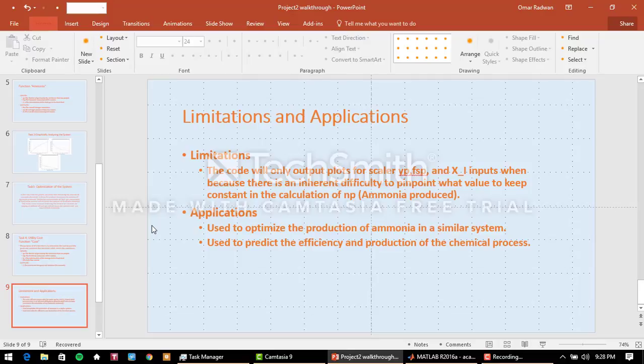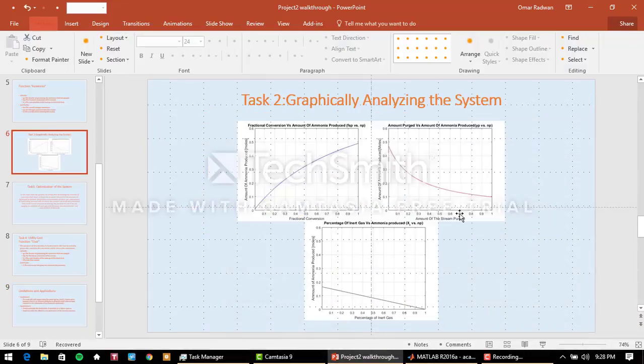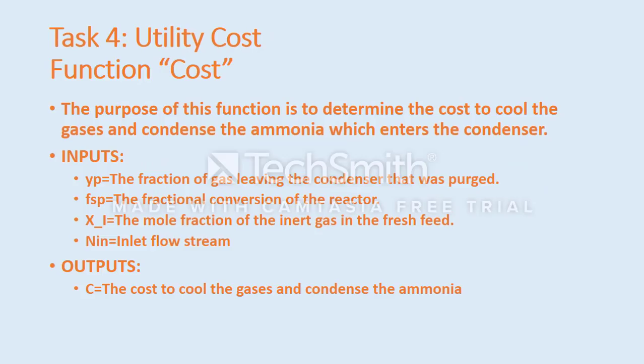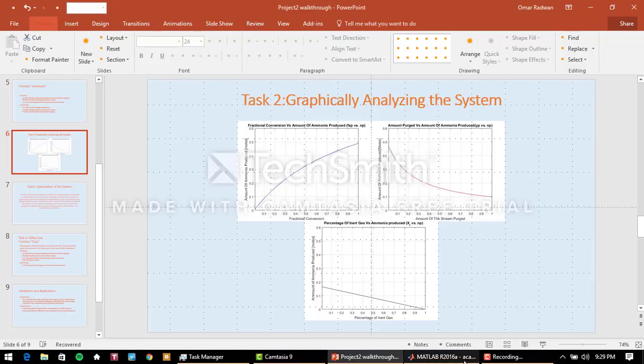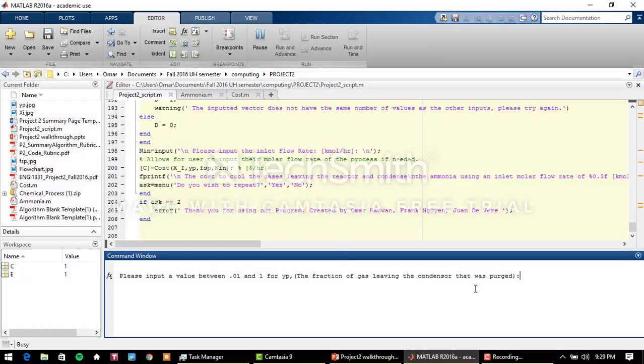Now, we determined the theoretical yield of this, and if you go back to this graph, the theoretical yield is when you have the fractional conversion at the maximum, which is 1, YP at the minimum, which is 0.01, and XI at the minimum, which is 0. So with all of this, we can determine the theoretical yield, which was outputted in task 3 to be 0.5. So those are just some things and applications of this code.